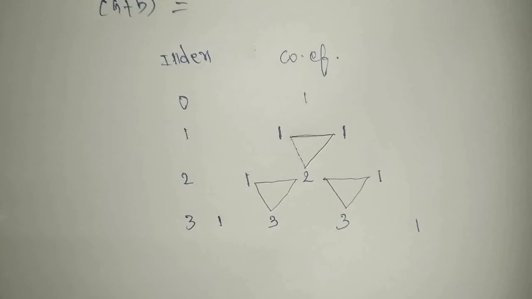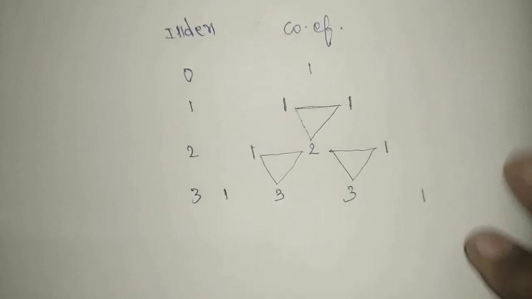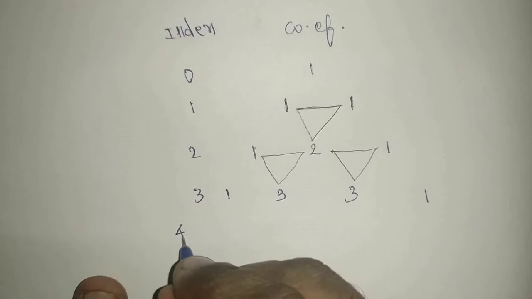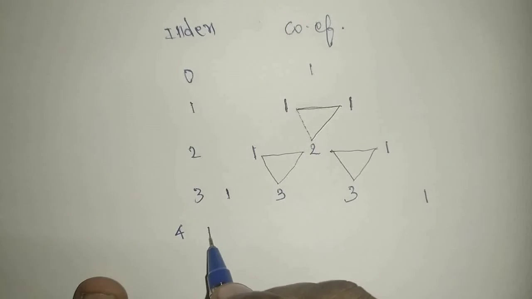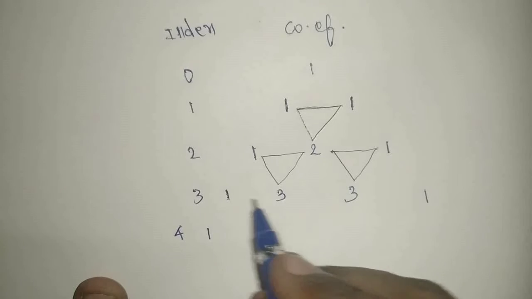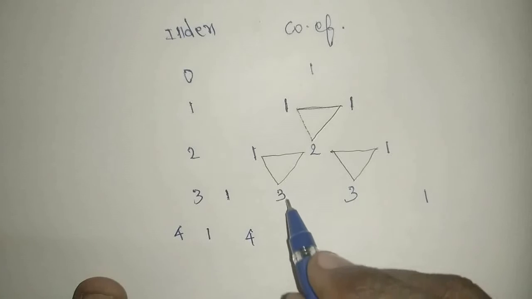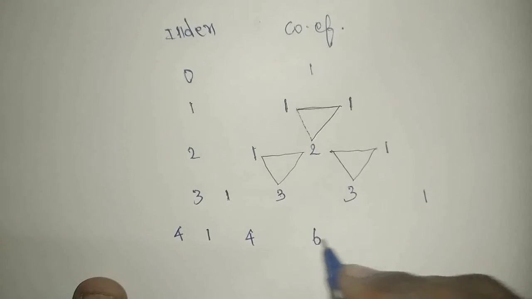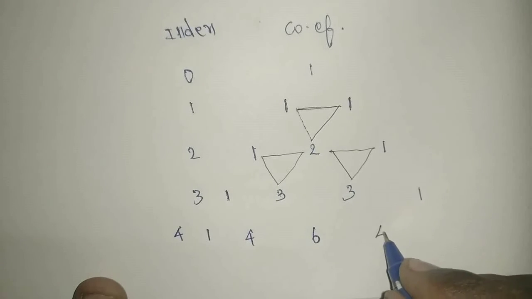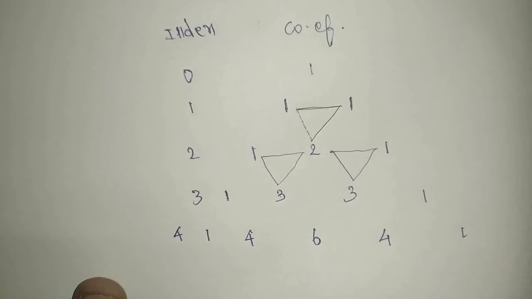This is 3. Understand? In the same manner, if you want index 4, just give 4 here. Then we will start from 1. If we add this together, what am I getting? That is 4. Now 3 plus 3 is 6, 3 plus 1 is 4, and it ends with 1, like that.